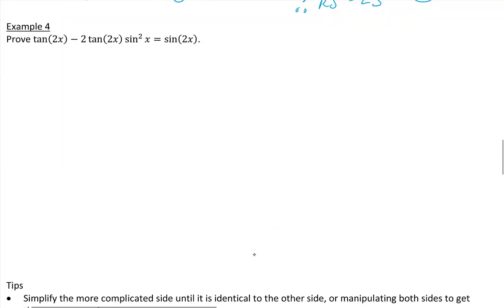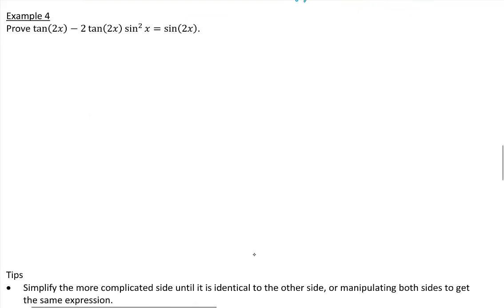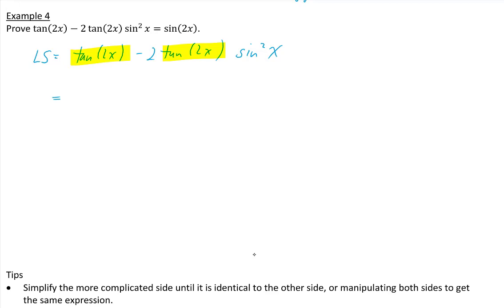And our final example. I want to prove that tan 2x minus 2 tan 2x times sine squared x equals sine 2x. There's a long way and a short way to deal with this. I'm going to try to show you the shortest way. I would start with the left side. And I notice there's a common factor of tan 2x. So let's remove this common factor.